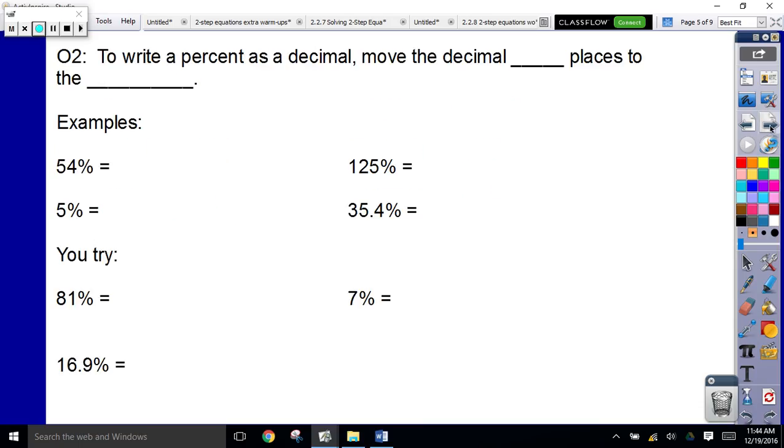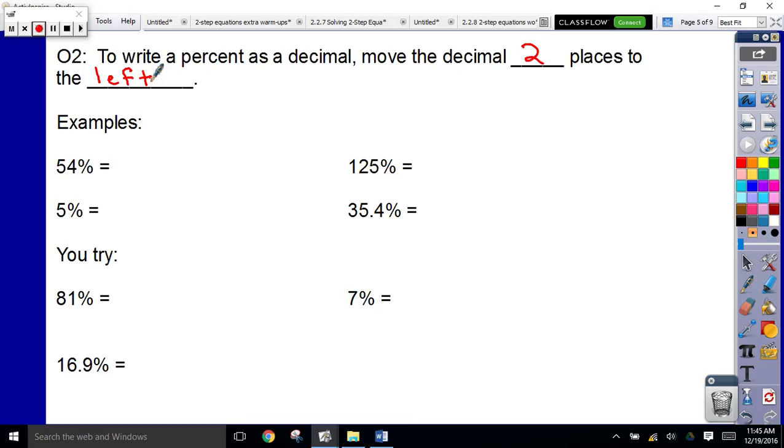Okay, so this is just a little more practice doing that here. Writing a percent as a decimal, you're just going to move the decimal 2 places to the left. And this page just gives you a series of examples. We're just going to do the ones that we do together. We'll probably skip the you try examples since we're trying to do this in a shorter amount of time today.